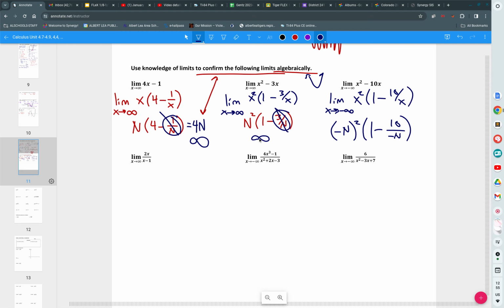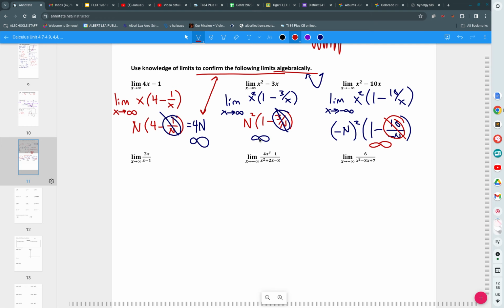So notice you're approaching negative infinity and not positive infinity, aren't you? 10 over negative N, that's still going to go towards 0. And when you square this negative, it becomes a positive. So it still is positive infinity. And again, you should be able to think about the graph and confirm that.